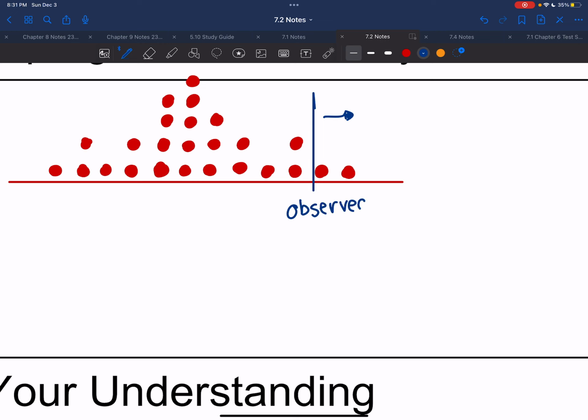Observed result. That's kind of our cutoff point.